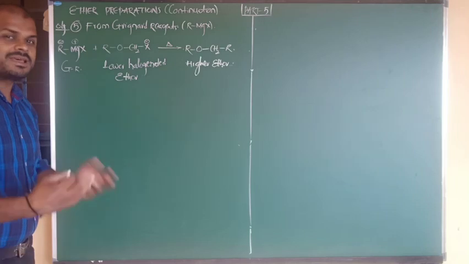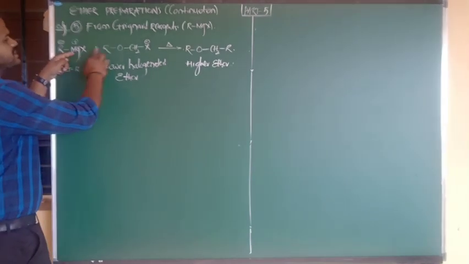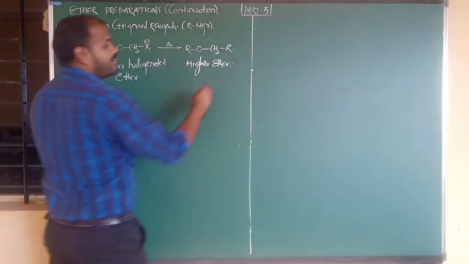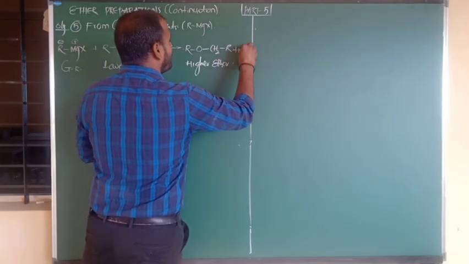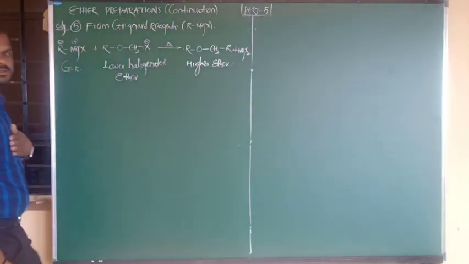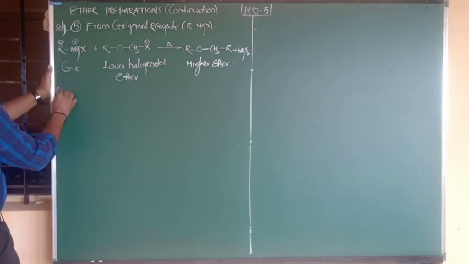Grignard reagent. Sir, how to write the byproduct? One magnesium is there, 2 halogens are there. That means we can remove it in the form of MgX2. Understood? Good.